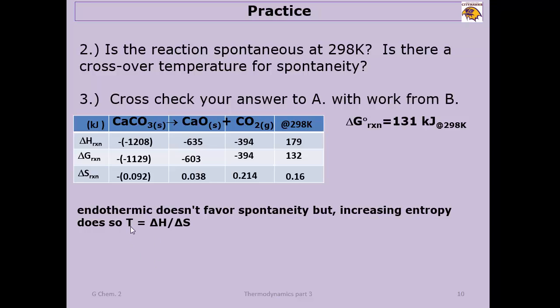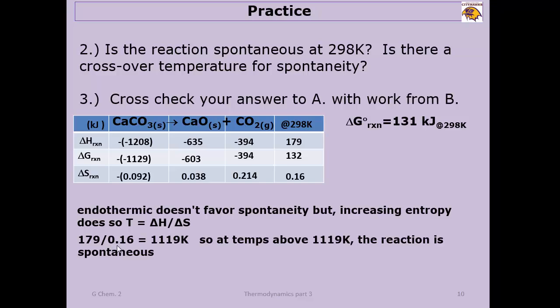So let's find the crossover temperature by applying the enthalpy by entropy equation. You plug in 179 and 0.16, and you see that at 1,119 K, you can raise the entropy enough that it makes the overall equation spontaneous. So above 1,119 K, the reaction is spontaneous.